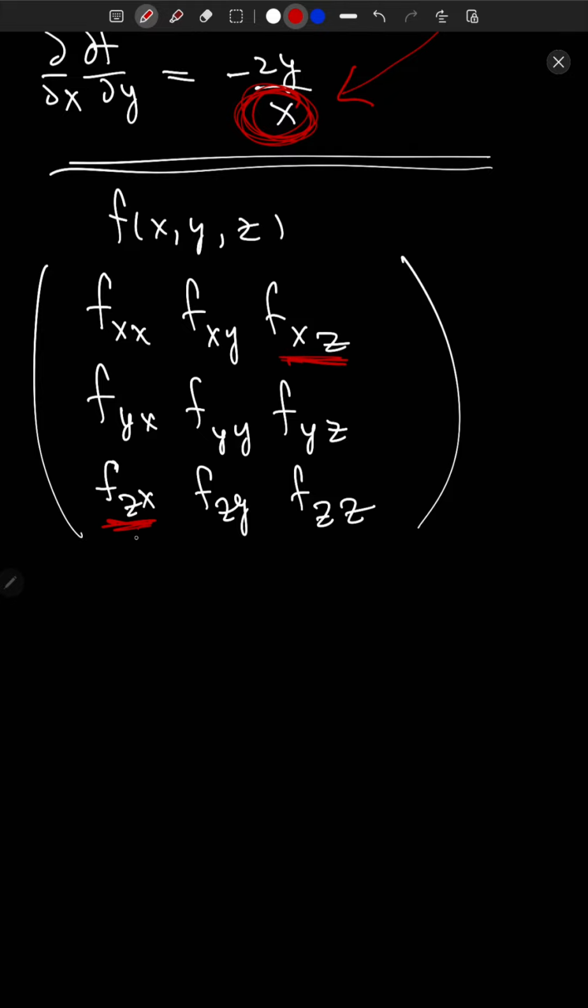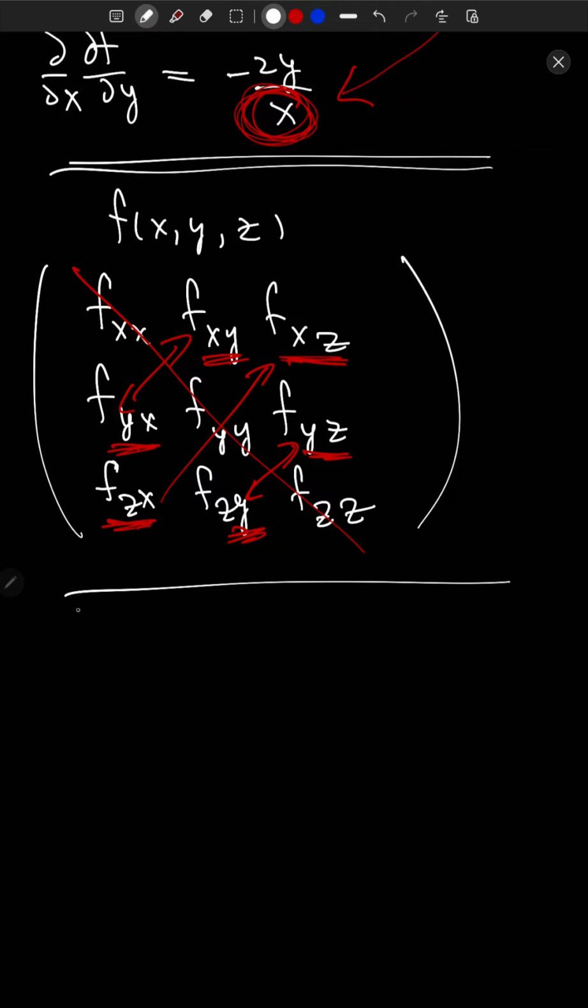xz, zx, those two are the same. yz, zy, those are the same. xy, yx, those are the same. So this is actually a symmetric matrix if you've taken linear algebra. And symmetric matrices are really, really powerful tools. Okay, again, we'll talk about this matrix idea when we get to the second derivative test.